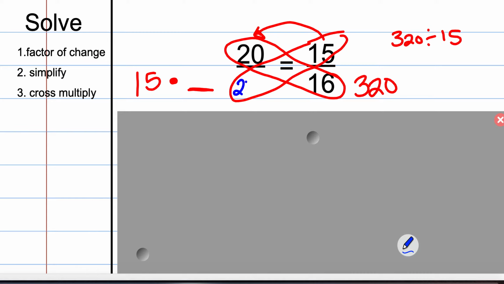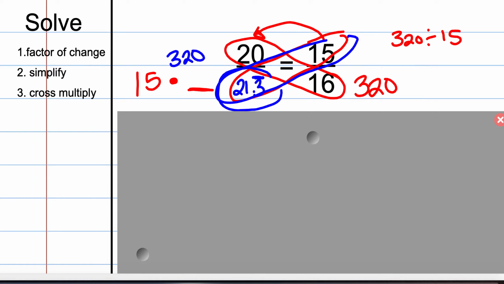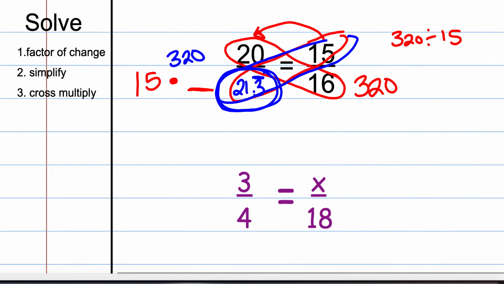And that gets me 21.3 repeating. So yes, my answers can have decimals in them. So let's see if that works. Leave that in your calculator, 21.3 repeating, and let's times that by 15, just because we would cross to check. Did you get 320? It works, so my answer was 21.3. We're going to use this method especially when we deal with money. So let's try another one.